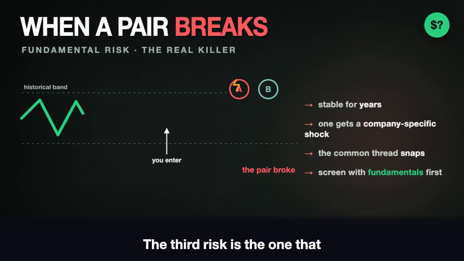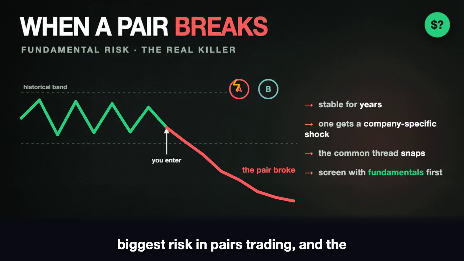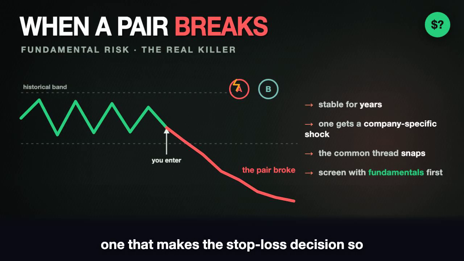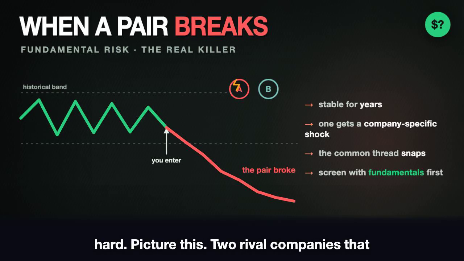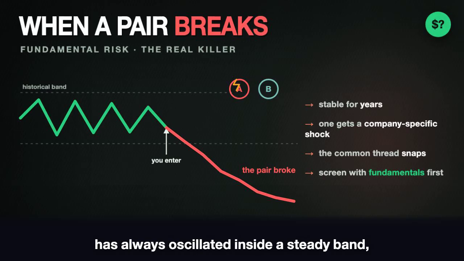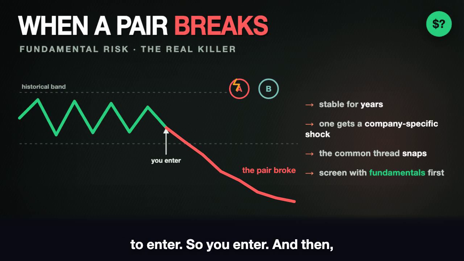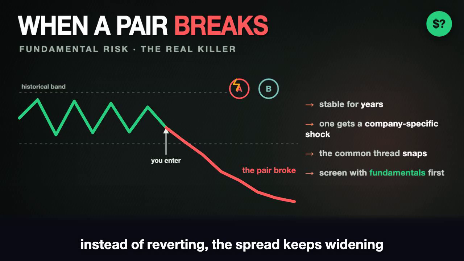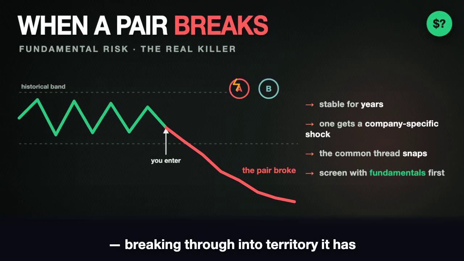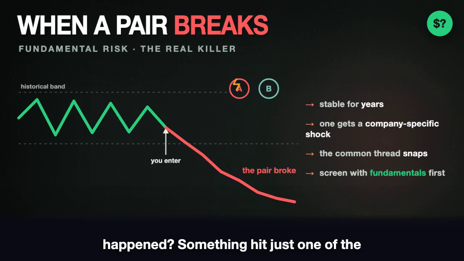The third risk is the one that should scare you. Fundamental risk. It's the biggest risk in pairs trading, and the one that makes the stop-loss decisions so hard. Picture this. 2 rival companies that have moved together for years. The spread has always oscillated inside a steady band, and right now it's near the low. By the textbook, that's a good place to enter. So you enter, and then, instead of reverting, the spread keeps widening, breaking through into territory it has never reached before, and staying there. What happened?